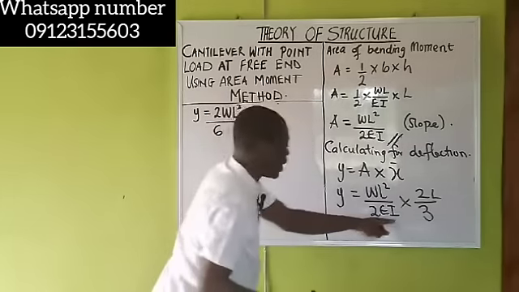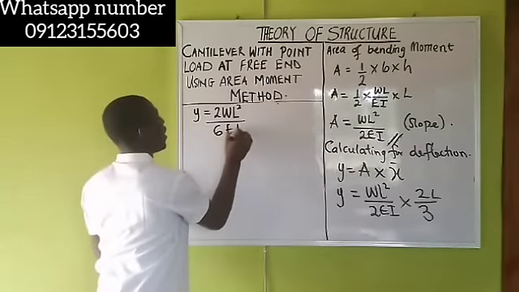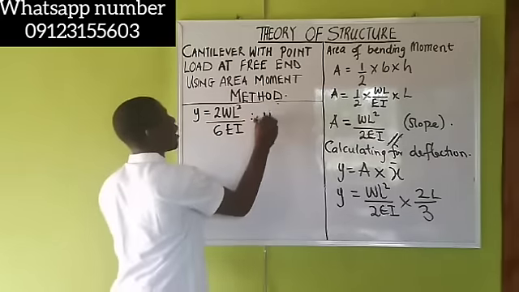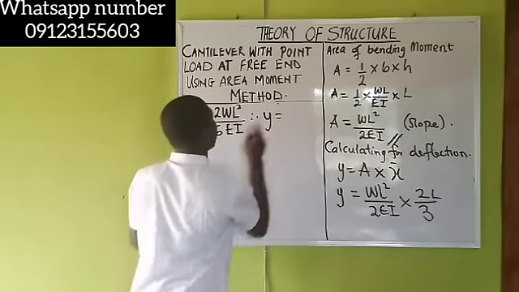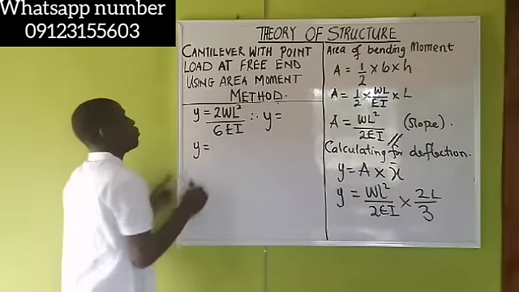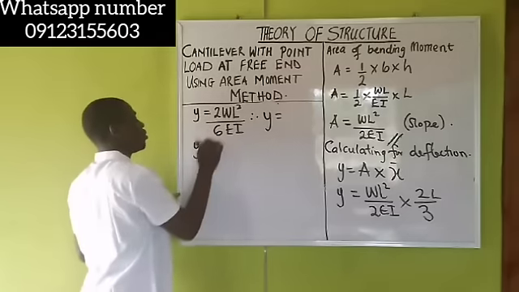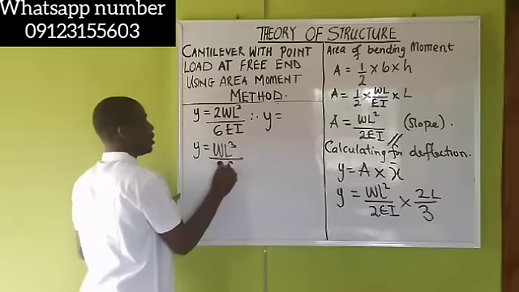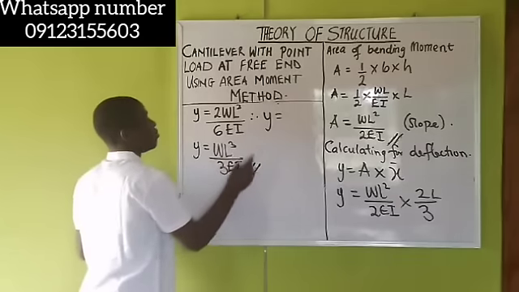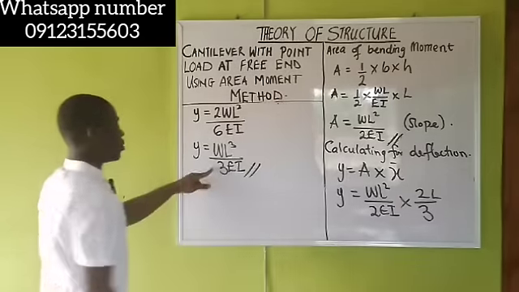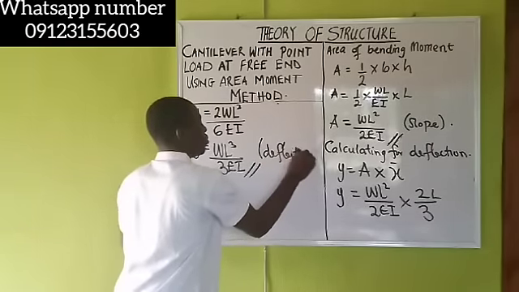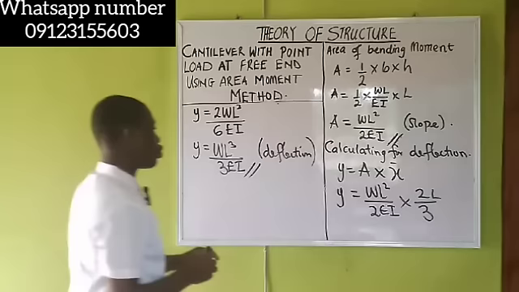I'm left with EI. So if I reduce this, my deflection y will be equal to, 2 here is 1, that's W L to the power 3 over, 2 here is 3 EI. Here is my deflection equation. This is for deflection, and this is for my slope.